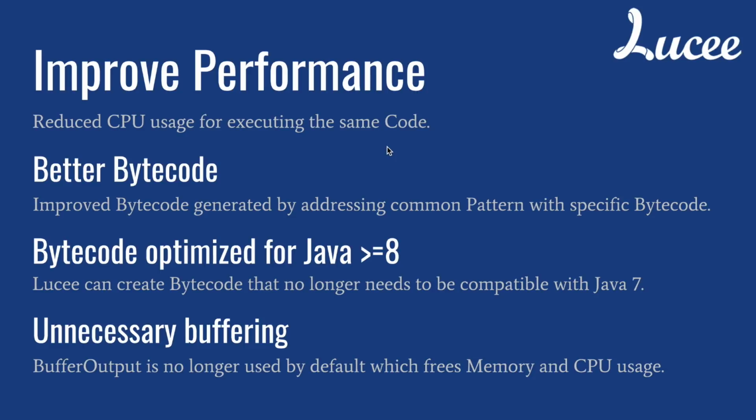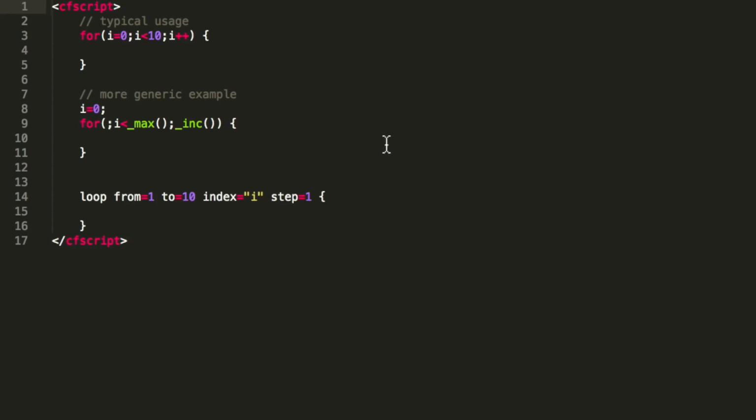And we also improved the performance of Lucee. We also did 3 things with that. So the first thing is that we did more specialized bytecode. Take as example the for statement. This is a typical example of how you use the for statement. You define one variable, you check against the max, and then you increment with every step. So that's typical usage of that statement.